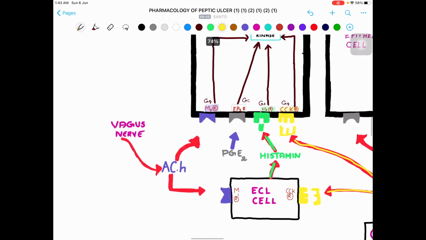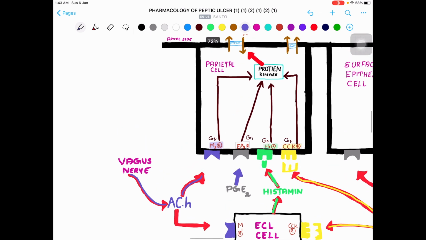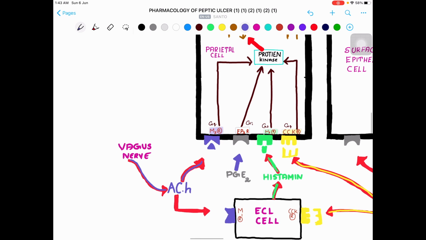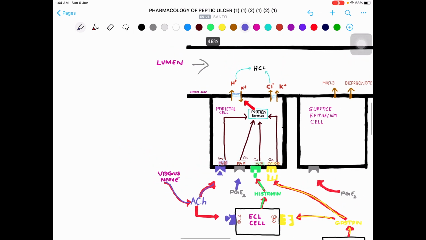See this vagus nerve. The vagus nerve secretes acetylcholine, and this acetylcholine can stimulate the M3 receptors present in the parietal cells. Also, the M1 receptors present in the enterochromaffin cells are stimulated. And finally, this stimulation leads to the HCl production.